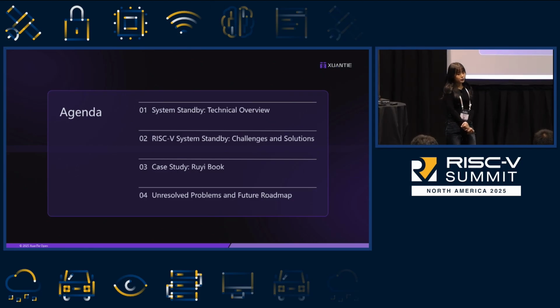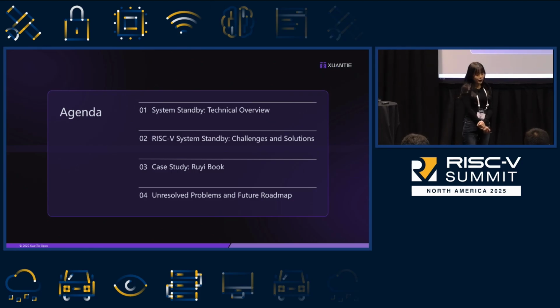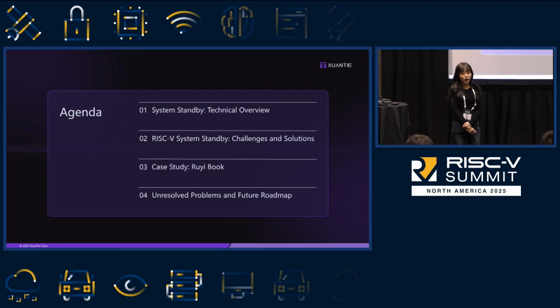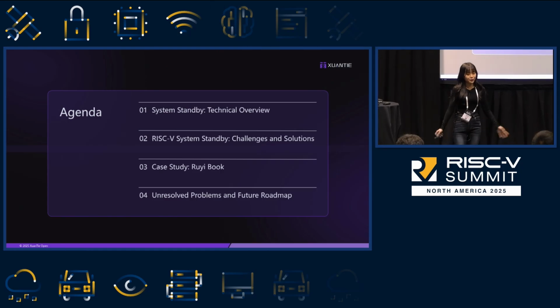Then we're going to look at our software framework and also the case study of our real product, the RuyiBook JiaChen version. Then we'll end up with some unresolved problems and the future roadmap that we're heading on. So without further ado, let's get started.